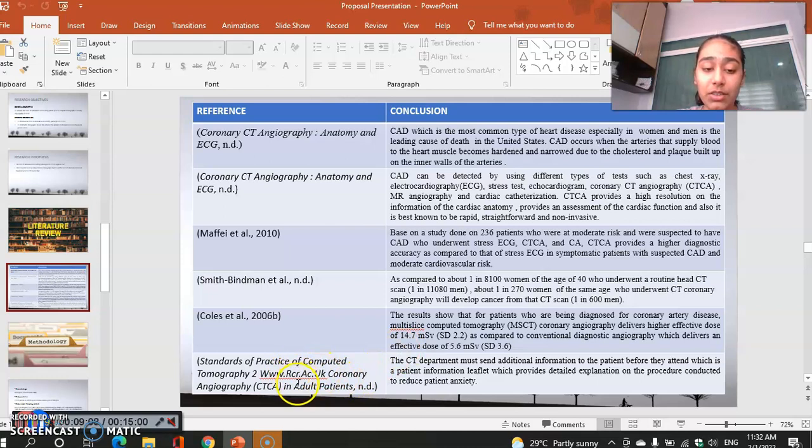And for the last one, standard of practice in computed tomography. The CT department must send additional information to the patient before they attend, which is a patient information leaflet, which provides a detailed explanation of the procedure conducted to reduce patient anxiety.